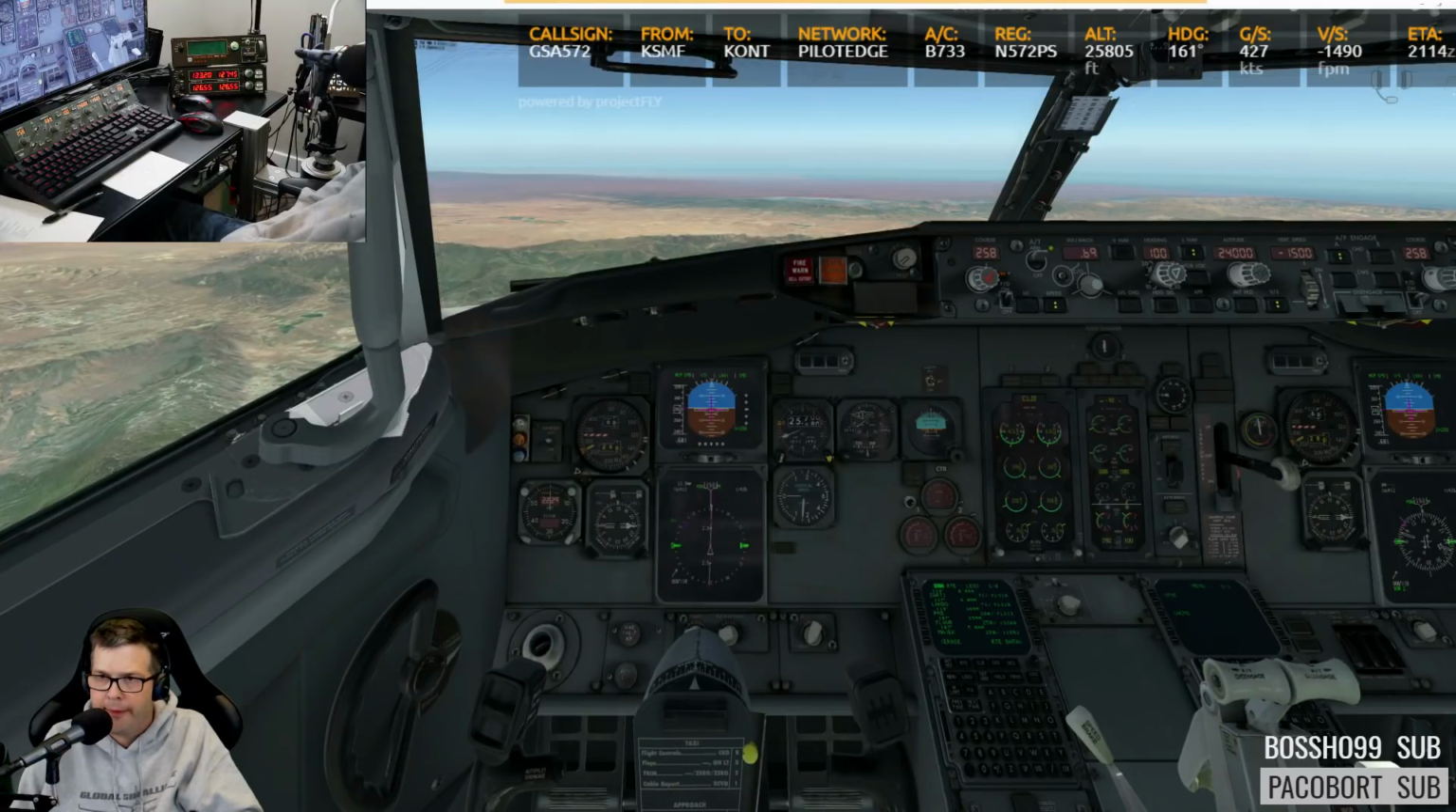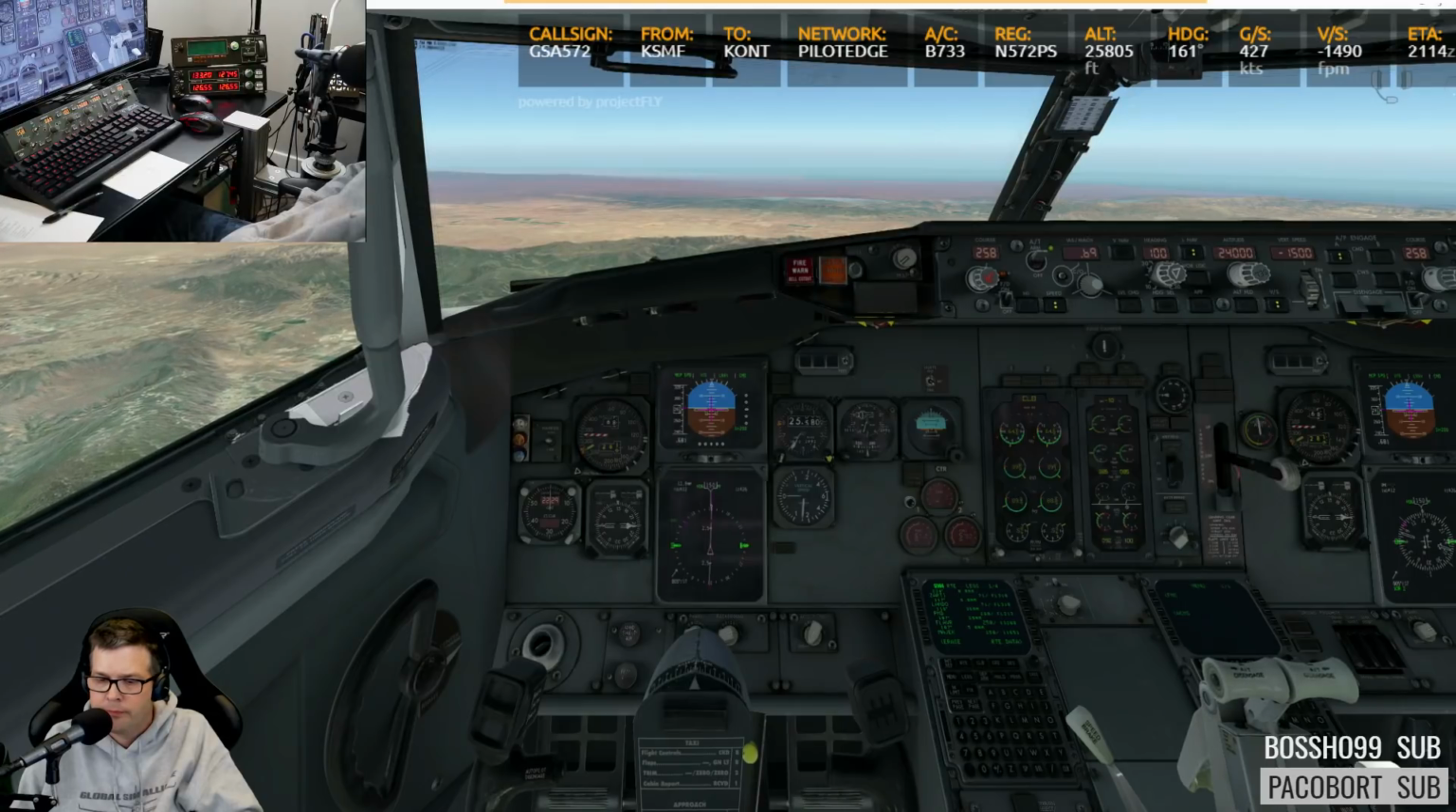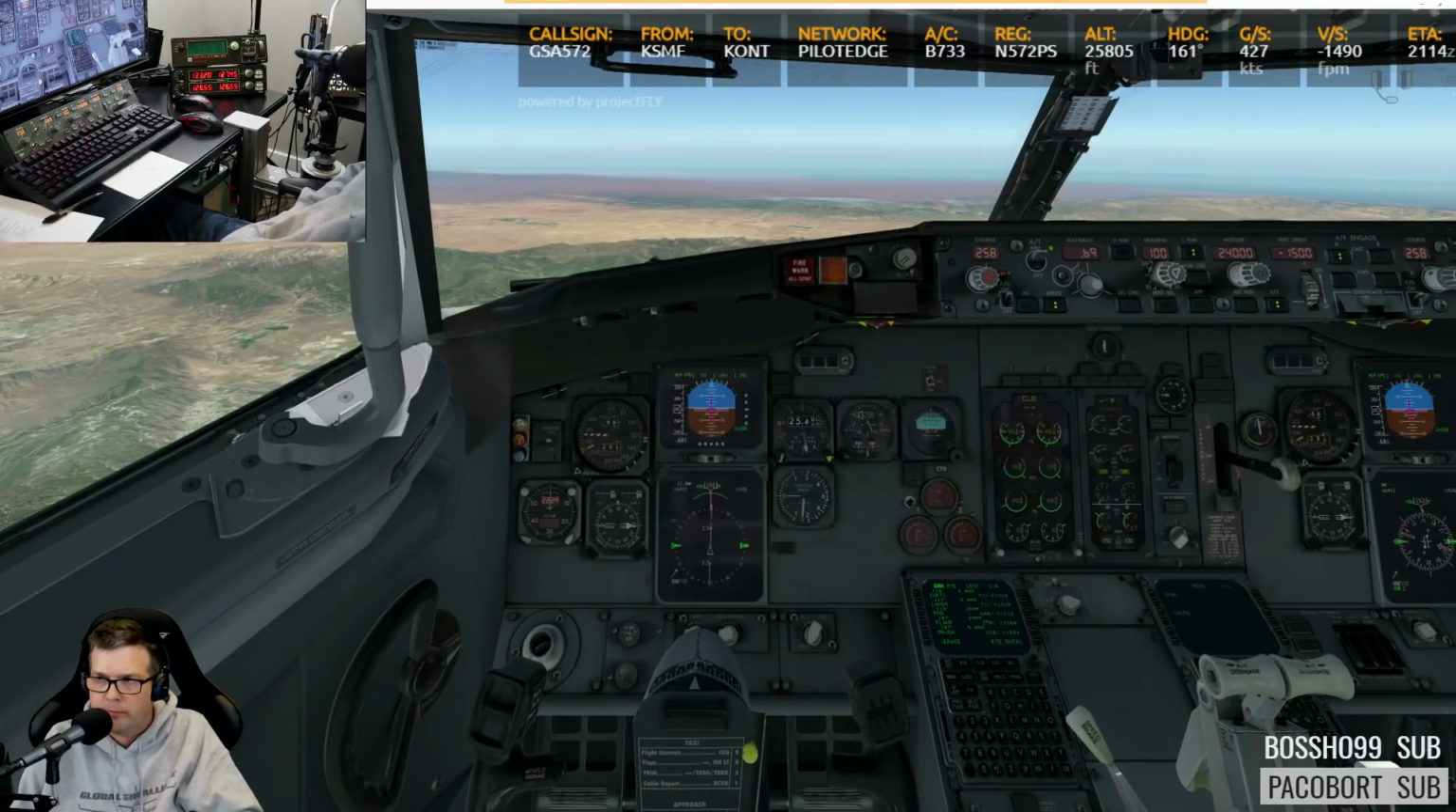808 November, whenever you switch to a new frequency, you have to use your full call sign until ATC acknowledges your shortened call sign. 808 November, St. Louis Tower, runway 29, cleared for takeoff.